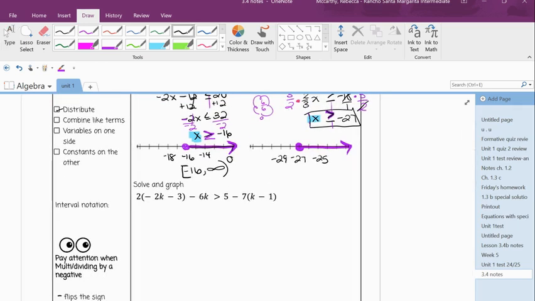And my interval notation is from negative 27 to positive infinity again. And it does include negative 27, so that's my bracket.